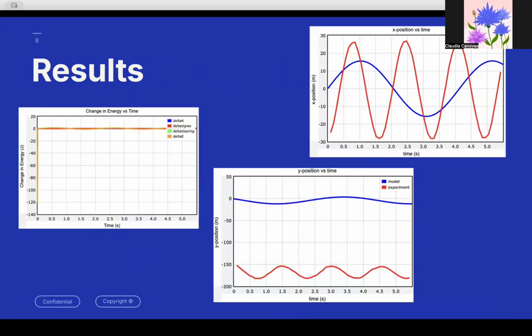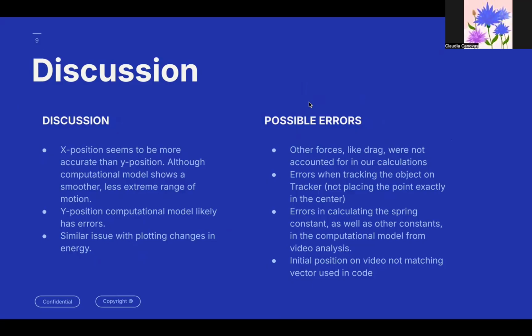So here are the results. To discuss this, as I said, the X position graph seems to be more accurate than the Y position, so maybe the model for the X position was better. And the Y position computational model likely has errors. We'll discuss these possible errors in a minute. And there seems to be a similar issue with plotting the changes in energy.